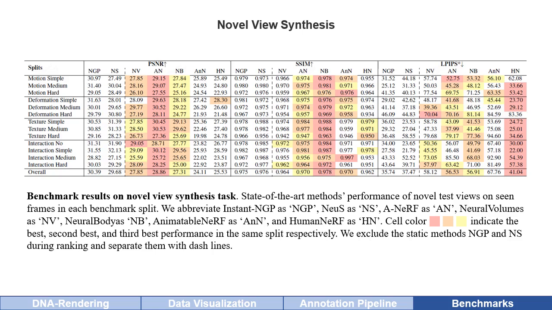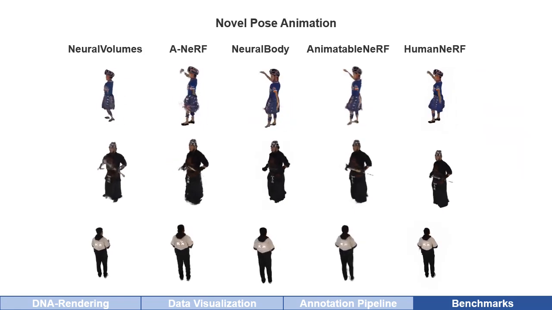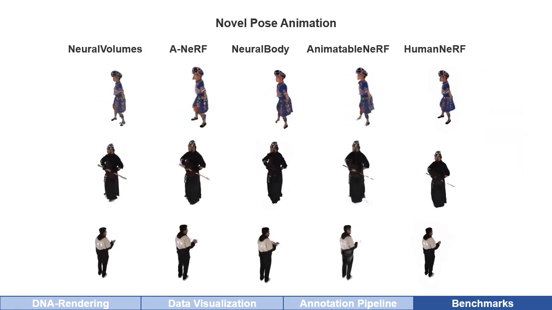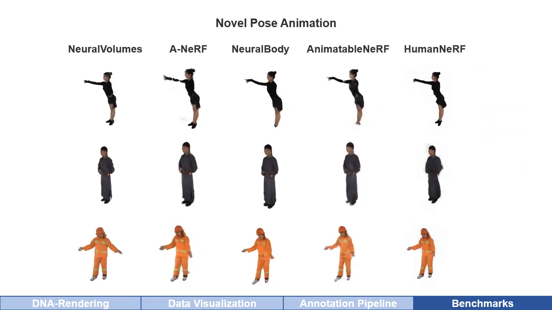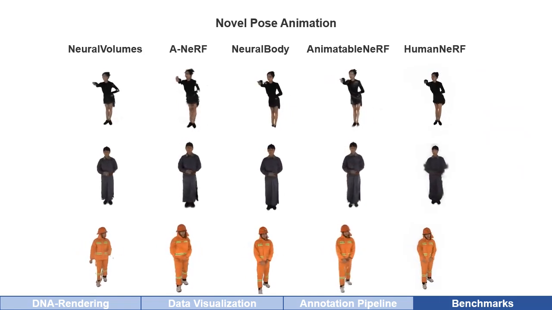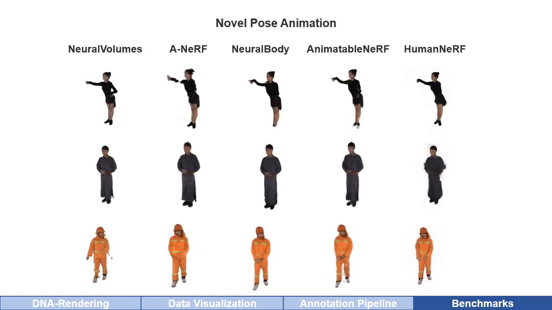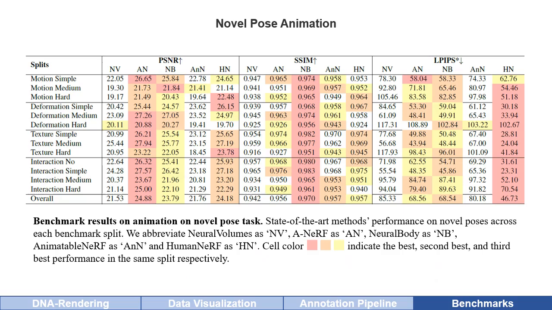In the novel pose animation task, we train the models of the same dynamic rendering methods on the first 80% of frames and evaluate novel pose rendering given human poses on the rest 20% of the frames. Similar to novel view synthesis, we also quantitatively compare the benchmark methods on rendering metrics, and our paper provides a thorough discussion on these results.